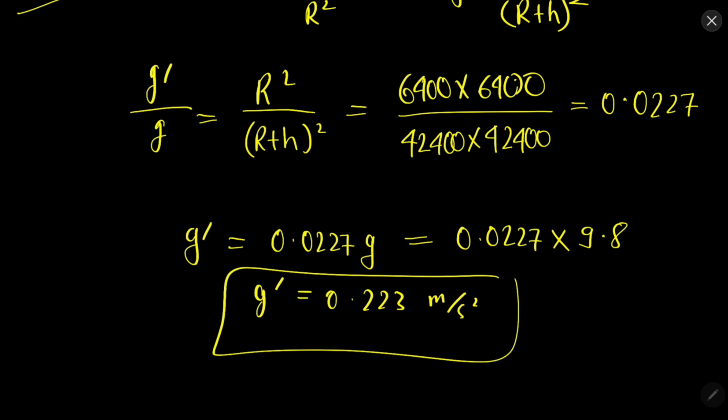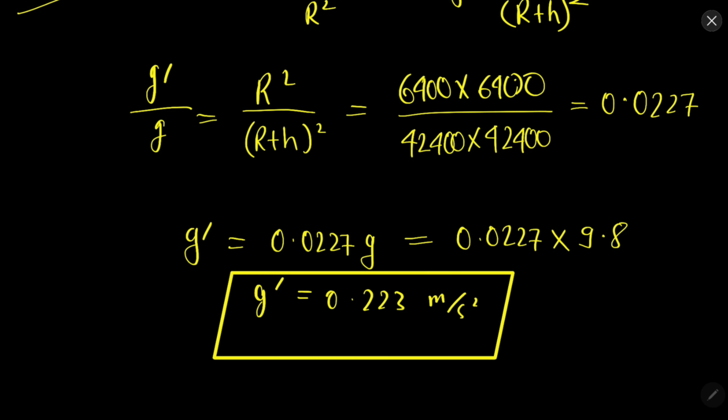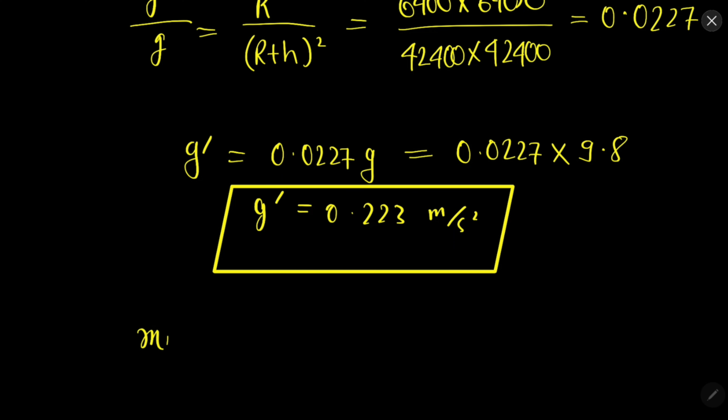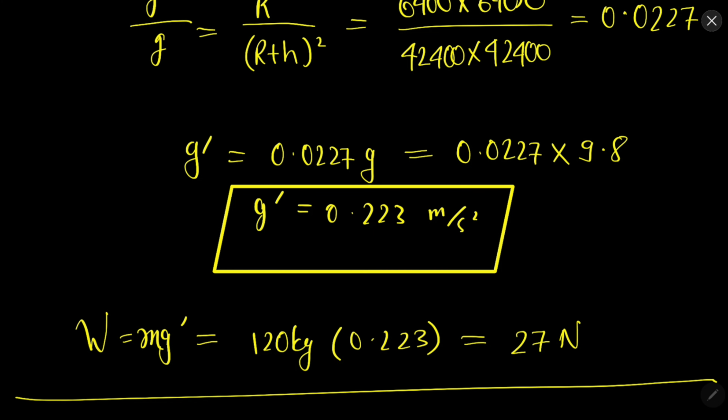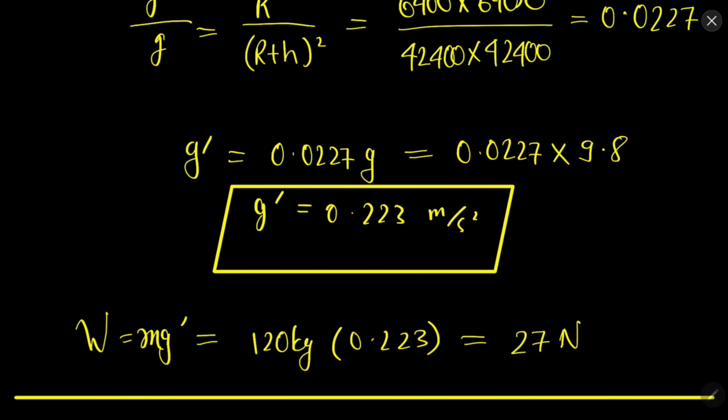At the height of the geostationary satellite, the acceleration due to gravity reduces quite a lot. So what will be the weight? Weight is m g dash. The mass is 120 kg, times 0.223. So it will give us around 27 newtons. So the weight will be 27 newton in the geostationary orbit.